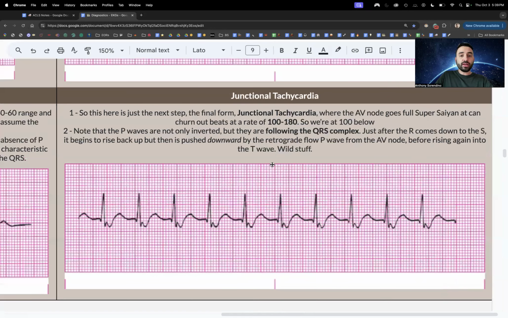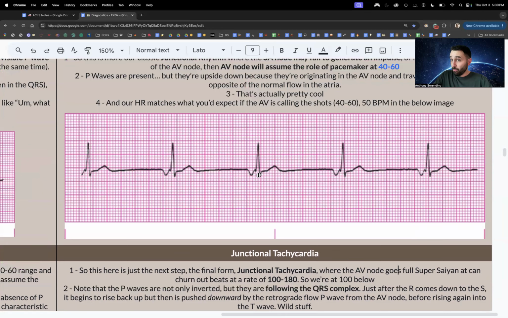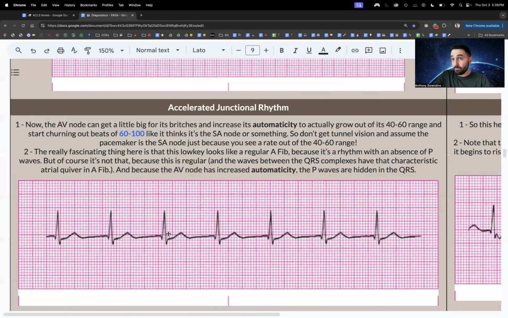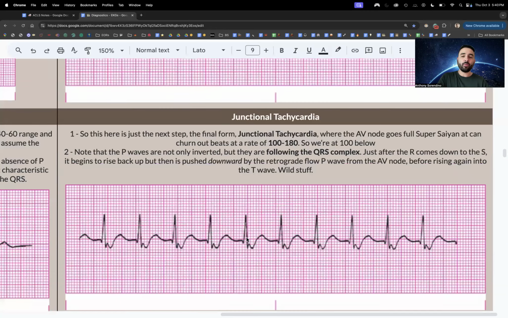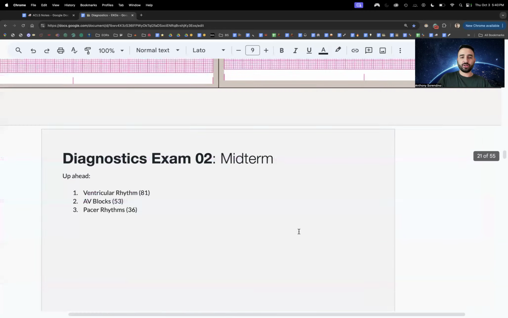We can ramp this up one more level and go to junctional tachycardia. So the AV node itself can go full Super Saiyan here and churn out beats at a rate of 100 to 180. This is so crazy looking. And actually the P wave moves to the right of the QRS. So I think technically the P wave is this dip here. It's still upside down because it's traveling backwards. So you have an upside down P wave before, an upside down P wave in the middle, which technically would bring the height of the QRS down, if that makes sense, and then an inverted P wave after. So junctional is pretty cool, and it's very obvious once you see it: that's definitely junctional.